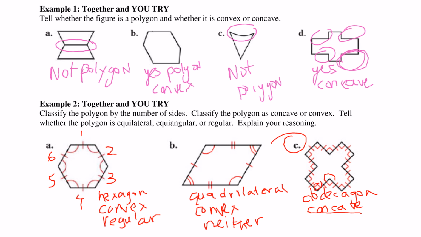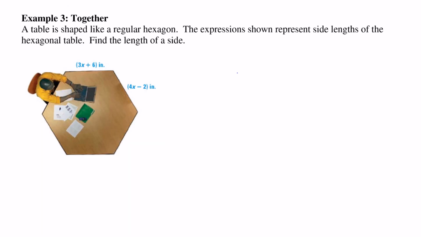This question we're going to do together, and then the next example you will do on your own that is similar to it. So this says that a table is shaped like a regular hexagon. So remember, hexagon is 6 sides. Regular means that you've got sides and angles that are congruent to each other. And you can see that the expressions right here are the side lengths of the hexagonal table. We need to find the side length of the table.